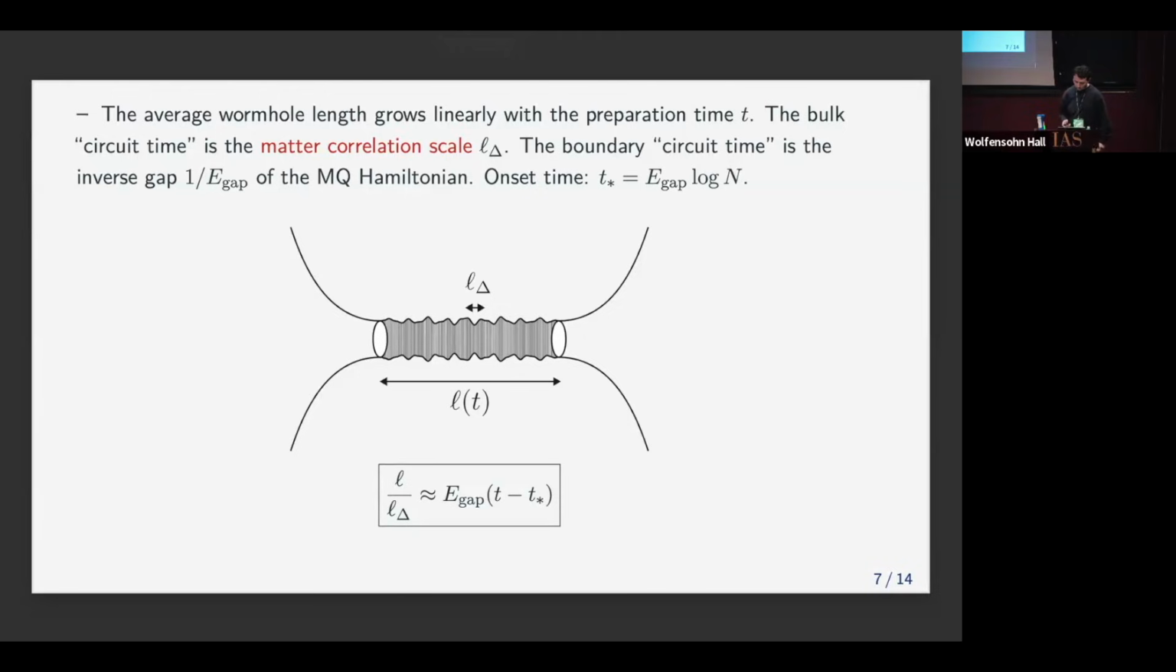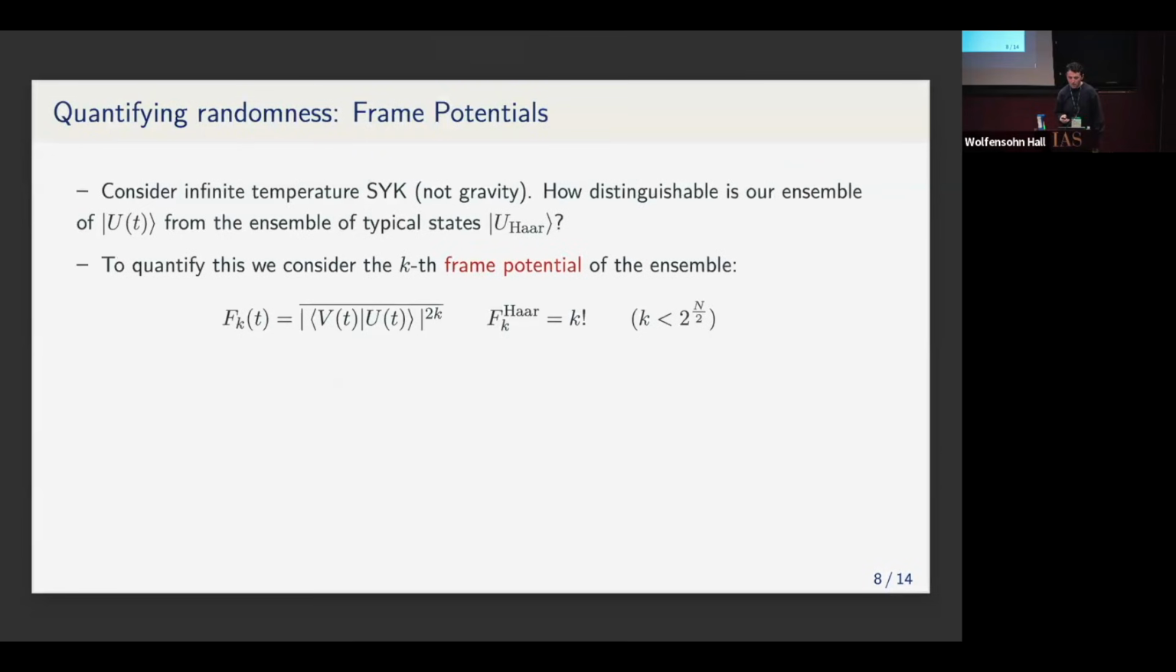Okay? So this relation essentially shows that the average geometry of the bulk wormhole behaves as some sort of random circuit, where the length of the wormhole parameterizes the total time of the circuit. Good, so that is the geometric part of the talk.